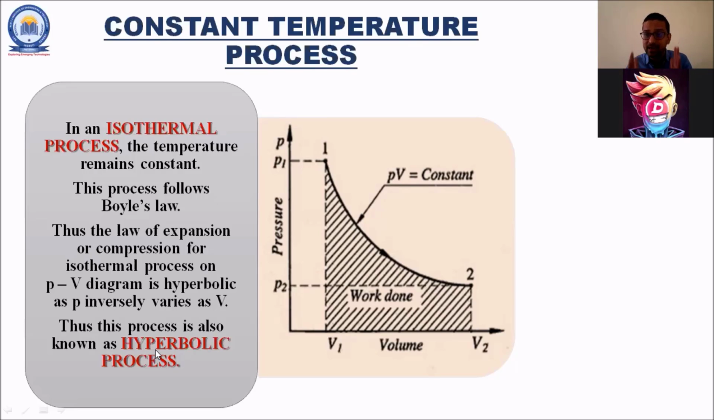So dear friends, try to focus on this point, try to remember the different names. I am repeating once again, there are three names for this process. The first one, that is constant temperature process. The second one is the isothermal process. And the third one is the hyperbolic process. So these are the three different names of the same process.